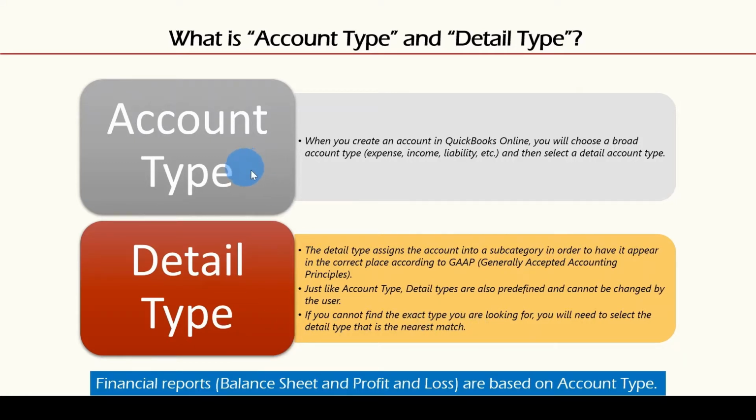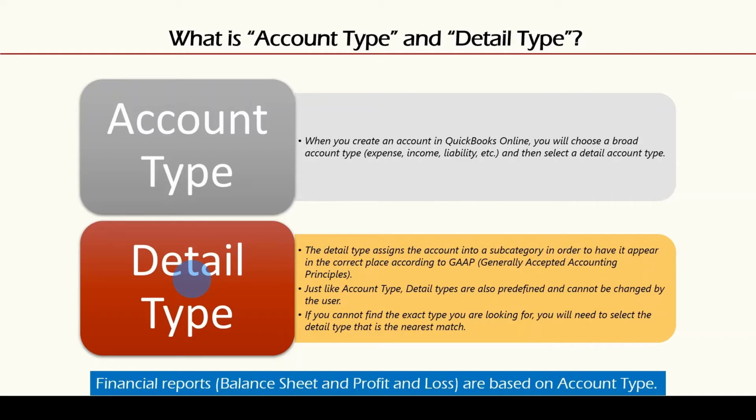So for example, let's say we select the account type as expenses, and in detail type you have different options that will pop up. Let's say someone says I want to create a meals expense. Now there could be meals and entertainment, there could be travel meals, there could be promotional meals. What type of transaction will go in that account is what is important.